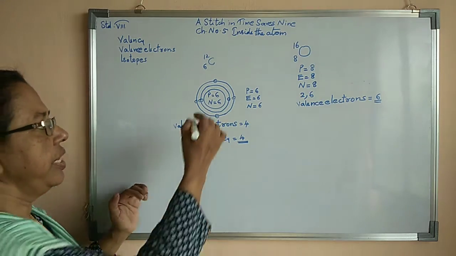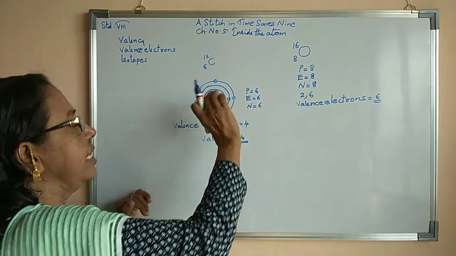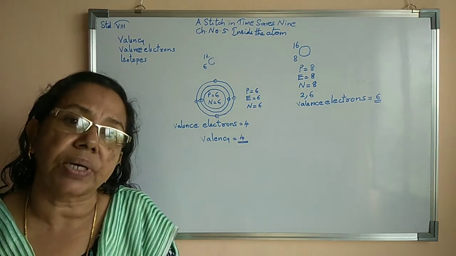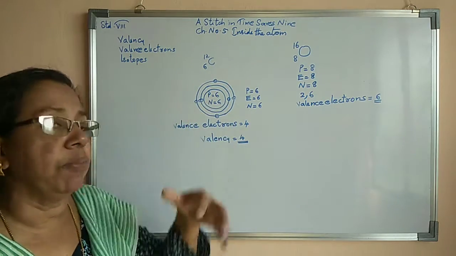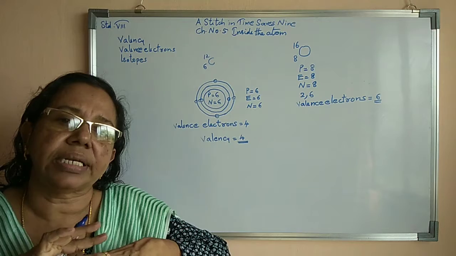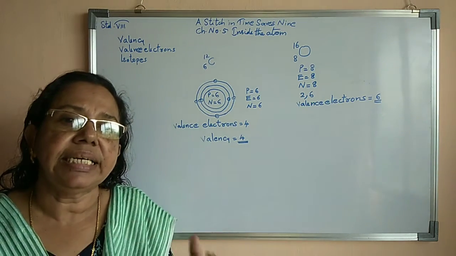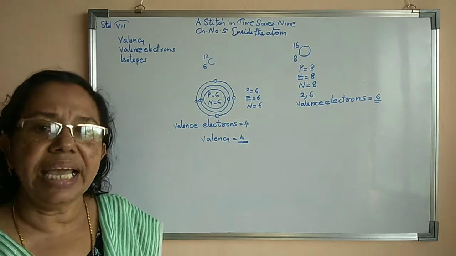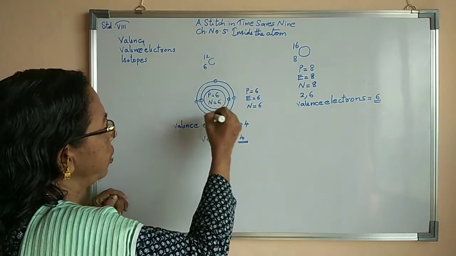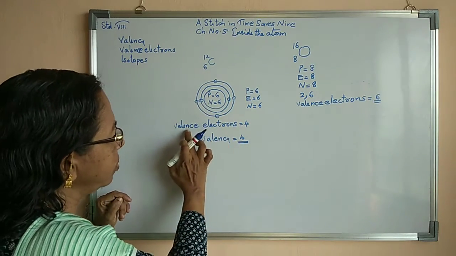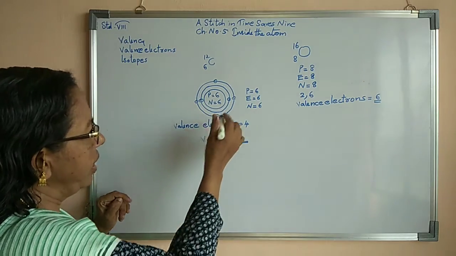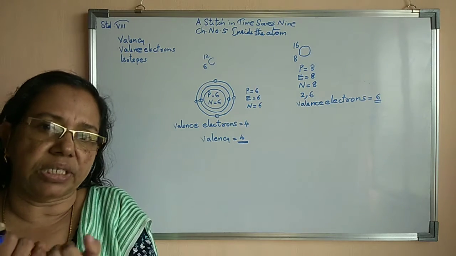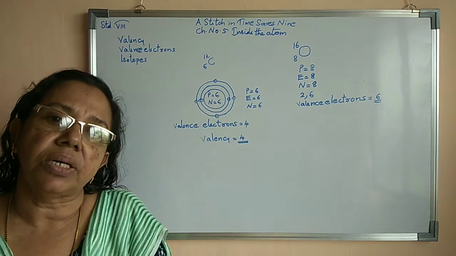Two ways are there. Here the outermost orbit has 4 electrons. Removing 4 electrons or getting 4 electrons, both of them are very difficult for carbon. So it cannot take 4 electrons or give 4 electrons. It just shares electrons with other atoms of elements. So the outermost orbit of carbon has 4 electrons, so valence electrons are 4. Even its valency is 4. Either it has to lose 4 electrons or gain 4 electrons to complete its octet condition.